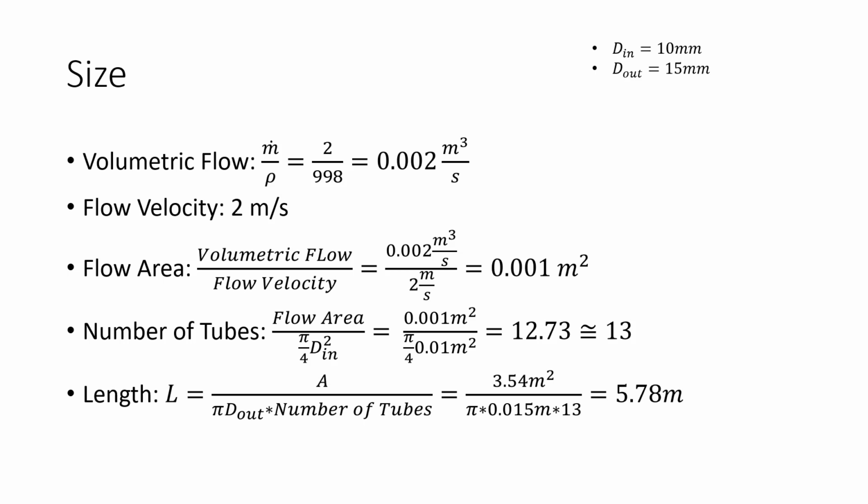From this, we can determine the length. The length is determined by the area divided by pi times the outer diameter times the number of tubes, which results in 5.78 meters, which means that we will have a system with 13 individual tubes, each of them 5.78 meters. So in this, I have shown you the size of the system, the effectiveness of the system, all the temperatures within the system, as well as the heat transfer rate within the system.